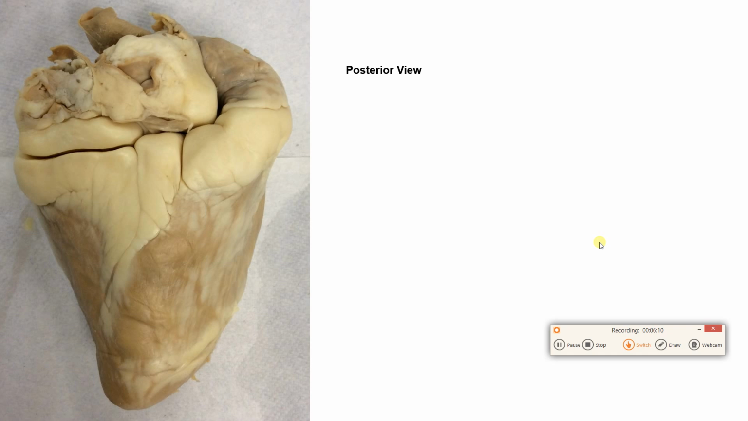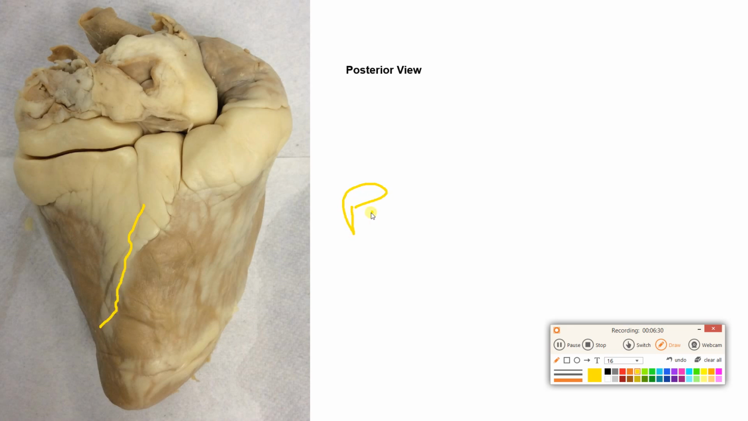Okay, we spun this guy around. This is the back. Do I nicely see the pulmonary trunk here? No. Do I nicely see the auricles like right here? No, no. Instead, I have a more vertical line of fat that is called the posterior interventricular sulcus. And that is a good clue that I am in the back.